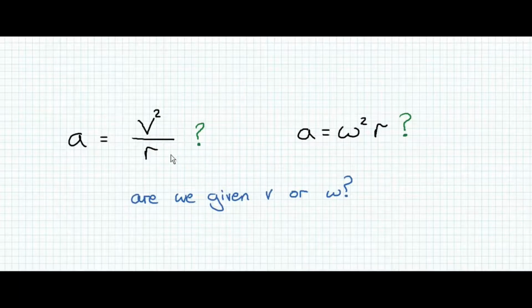Now the left-hand equation shows that a is inversely proportional to r, and this is true when the speed of a body is constant. However, if the angular velocity of a body is constant, then the centripetal acceleration is proportional to the radius of that circular motion.